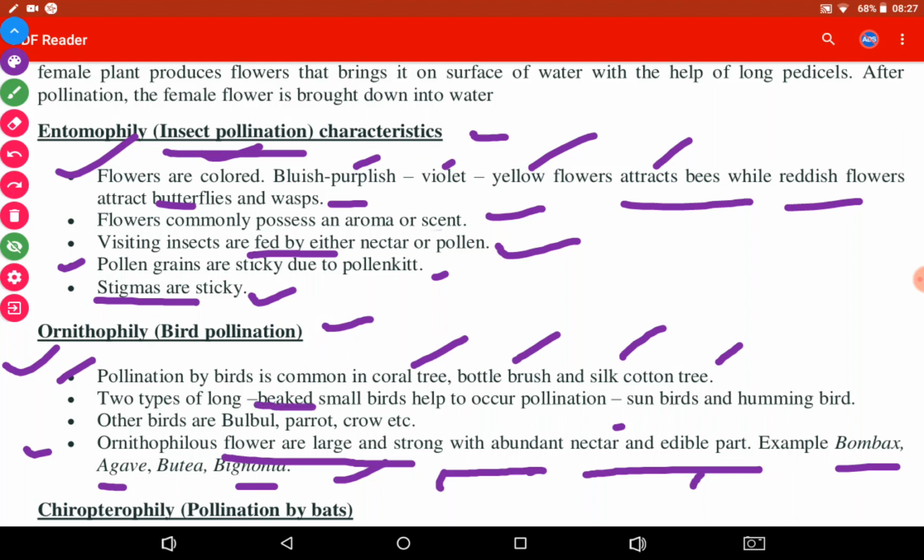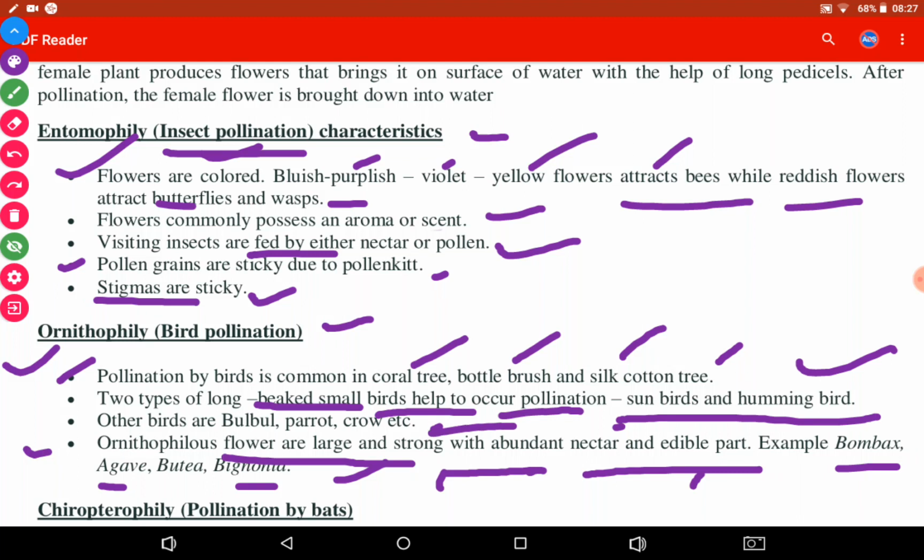Now we will discuss this. First point, pollination by birds is common in coral trees, bottle brush, and silk cotton trees, etc. Which birds are helpful in bird pollination? Beaked small birds. All birds have beaks, but generally they have long beaks. The long beak and small birds are generally useful in ornithophily, of course in pollination.